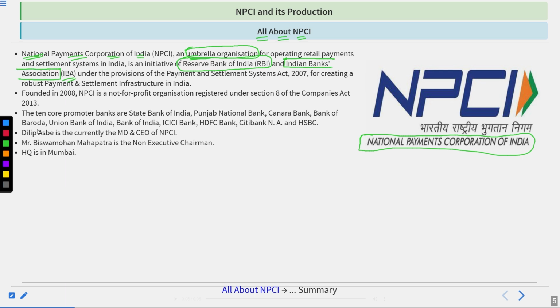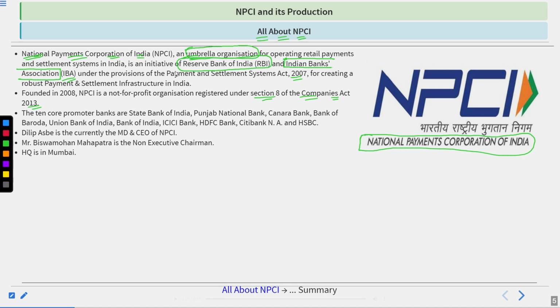It was set up by the IBA and RBI under the provisions of the Payment and Settlement Systems Act 2007 for creating a robust payment and settlement infrastructure in India. It was founded in the year 2008. NPCI is a not-for-profit, meaning non-profit, organization that got registered under Section 8 of the Companies Act 2013. Basically, it was established under the provisions of the Payment and Settlement Systems Act 2007, but as an organization, it was registered under Section 8 of the Companies Act 2013.